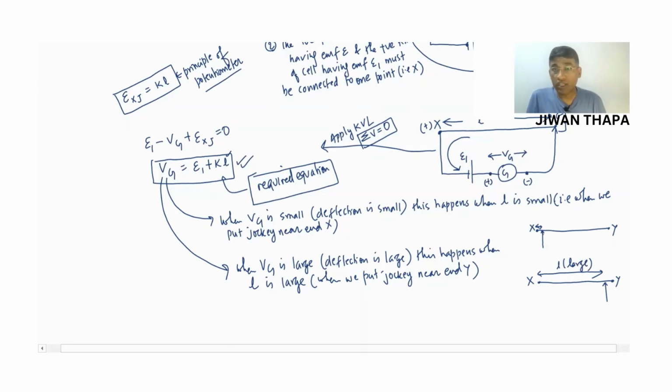And when we put jockey near end X, then the length L is small, due to which the deflection is small.